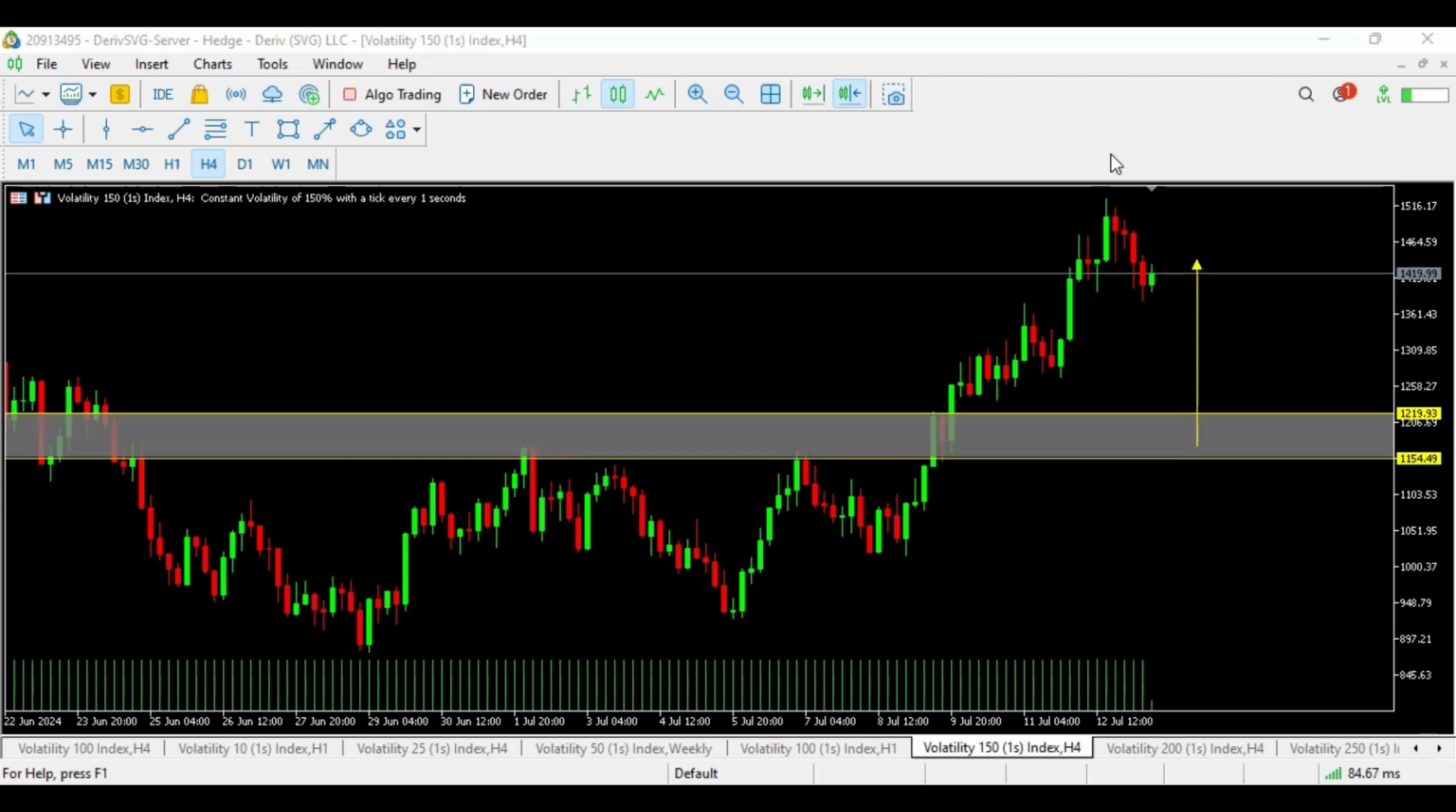So one of the uses of Fibonacci retracement is to measure where the retracement, or rather pullback, is likely to fizzle out. So what do I mean by that?